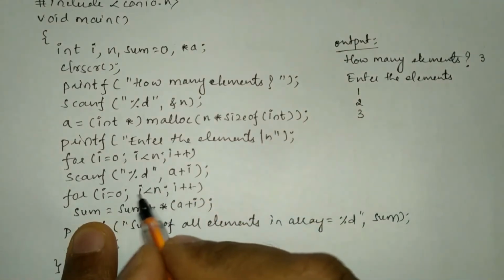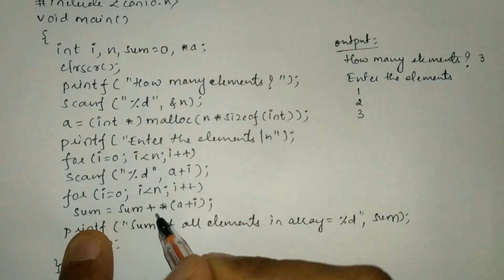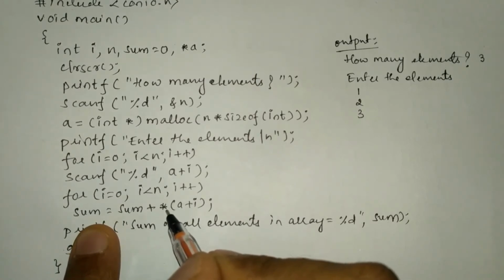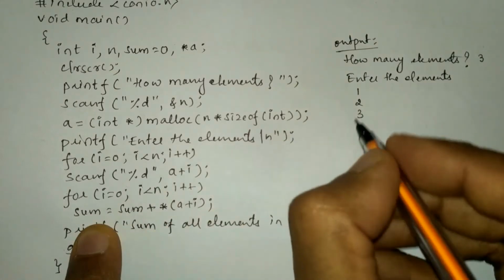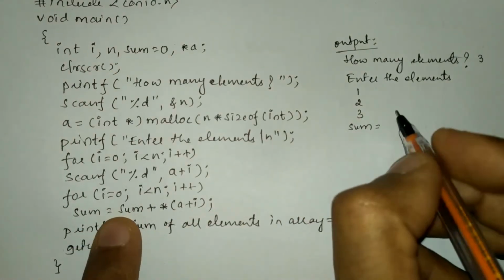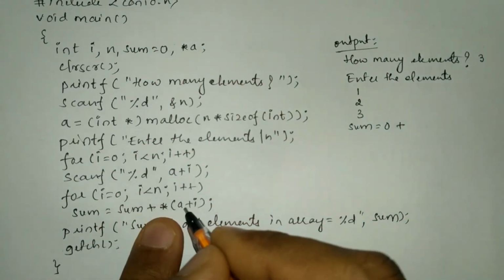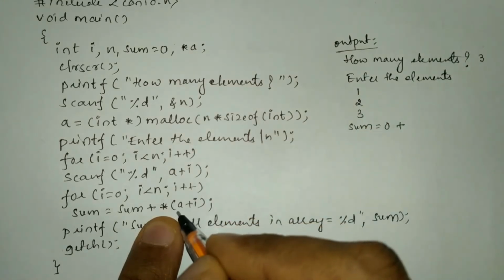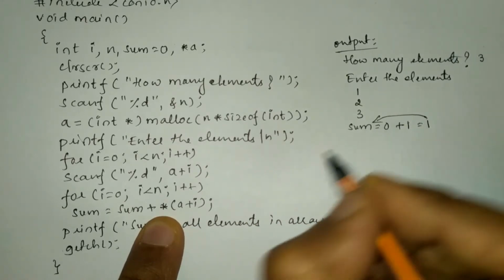so n value is 3, so i value is 0. 0 is less than 3, the condition is true, then we are going to perform sum = sum + *(a + i), the pointer variable value. So it is going to return the first value. Sum is equal to sum, which for the first time is set to 0, plus *(a + i), which indicates the value stored in the first block of the array. So here this returns us 1. So 0 plus 1 is 1. So 1 will be stored in sum.